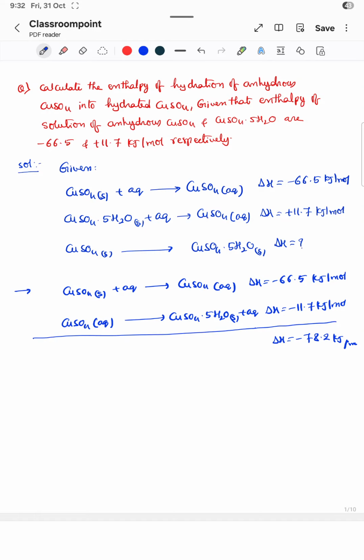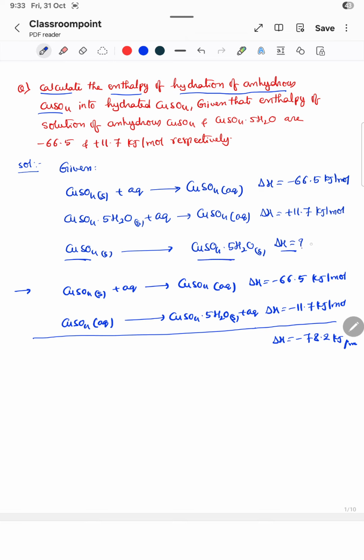Today we shall discuss one of the questions from the enthalpy of hydration and also enthalpy of solution. The given question is: calculate the enthalpy of hydration of anhydrous copper sulfate. Anhydrous copper sulfate means copper sulfate without water. So anhydrous copper sulfate, that means copper sulfate without water, has to be converted to copper sulfate pentahydrate.